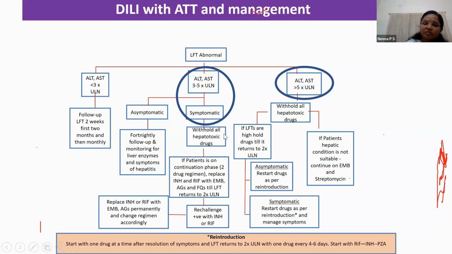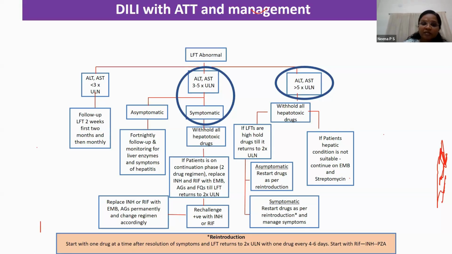and wait for the LFT to become normal, that is less than 2 times the upper limit of normal, maybe less than 80. Then, if the patient is very sick, you can consider giving non-hepatotoxic drugs like aminoglycosides and ethambutol, like streptomycin and ethambutol.